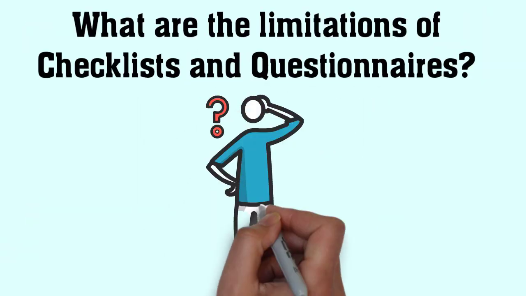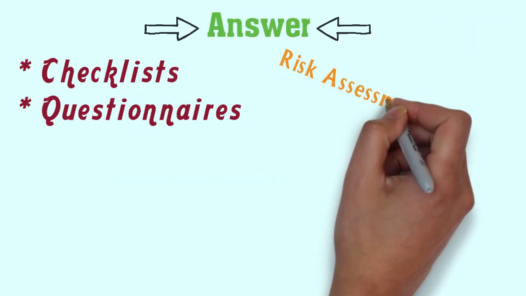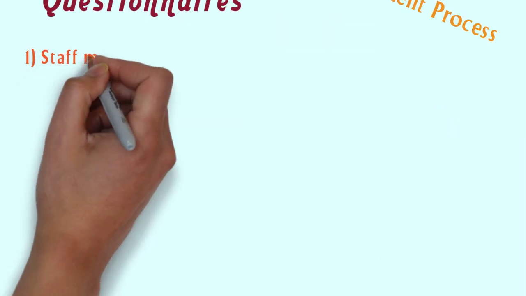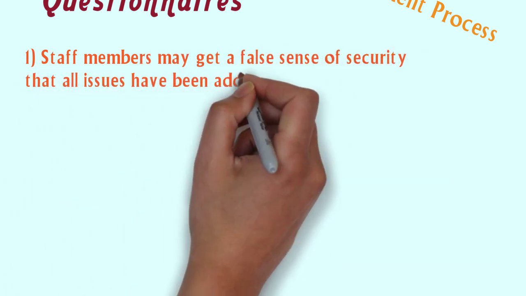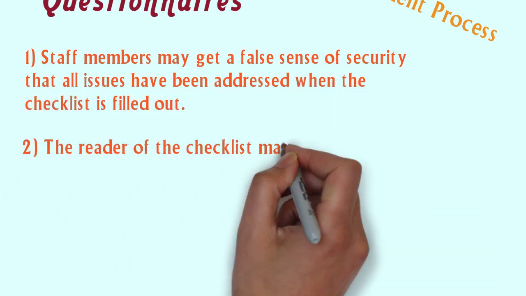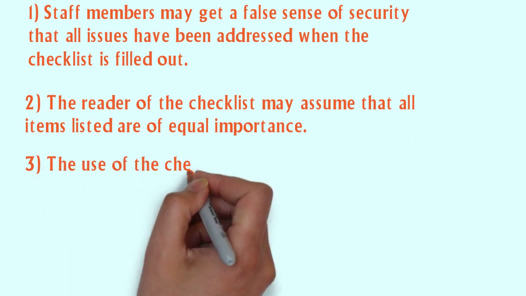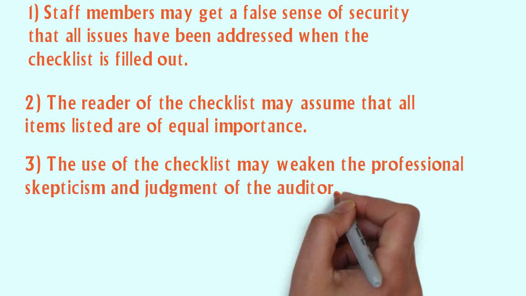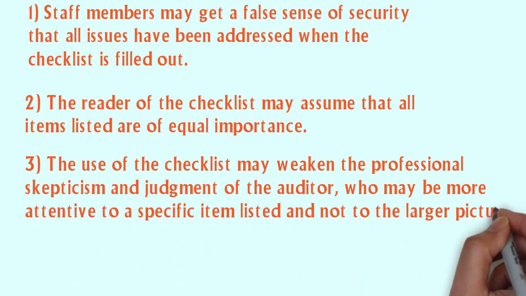What are the limitations of the checklist and the questionnaires? Checklists and questionnaires are often used as part of the risk assessment process, but they have a few limitations. Number one, staff members may get a false sense of security that all issues have been addressed when the checklist is filled out. Number two, the reader of the checklist may assume that all items listed are of equal importance. Number three, the use of the checklist may weaken the professional skepticism and judgment of the auditor, who may be more attentive to a specific item listed and not to a larger picture.